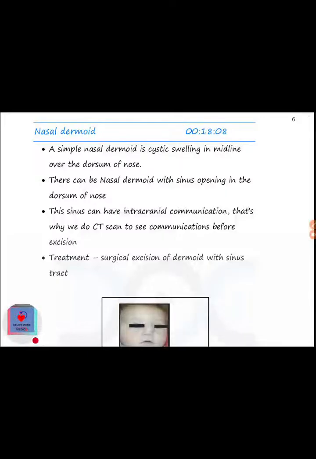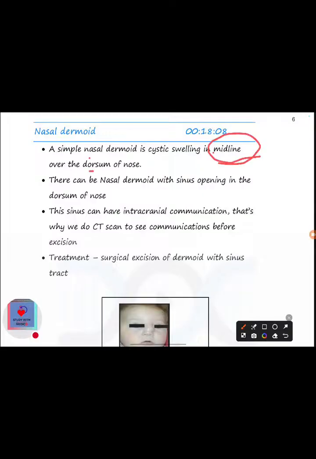So we are talking about nasal dermoid. What is a nasal dermoid, guys? A simple nasal dermoid is a cystic swelling in the midline over the dorsum of the nose. Midline swelling is a dermoid. So nasal dermoid is a cystic swelling.